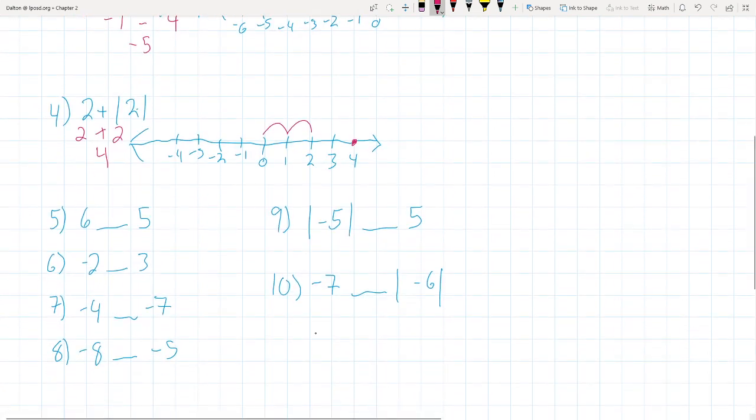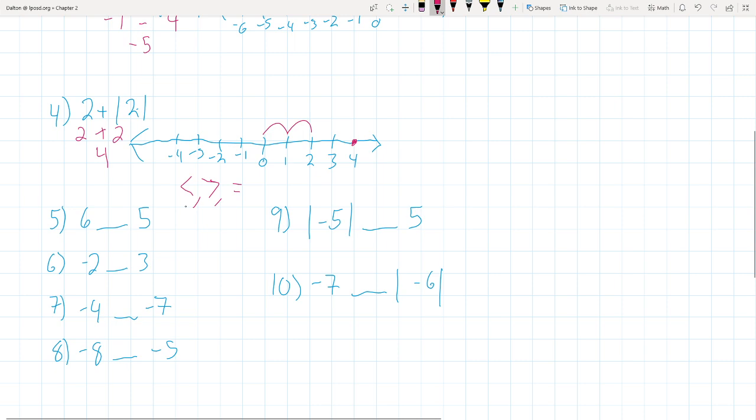Numbers 5 through 10 ask us to complete the statement with either a less than, greater than, or equal to sign. So for number 5, we need to identify which one is bigger. Is the 6 or the 5 larger? Some people like to use an alligator reference for this. I'm not a huge fan of it, just because when we get to variables, it's a little more difficult. So you need to learn these terms.